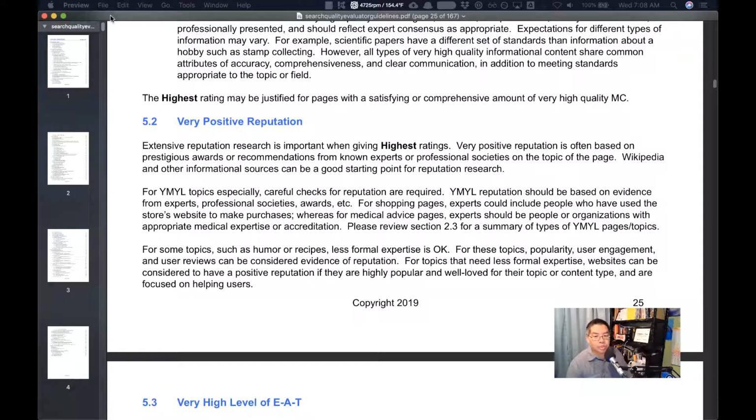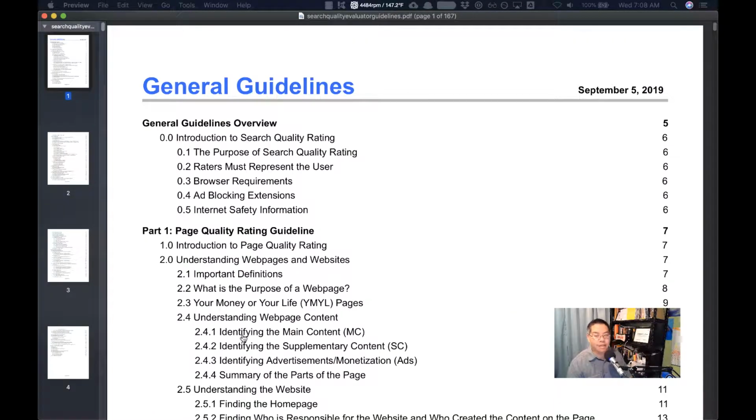Are you creating stuff that is original, comprehensive, and highly credible, using your subject matter experts at your company? If you're not, you will not rank as well.